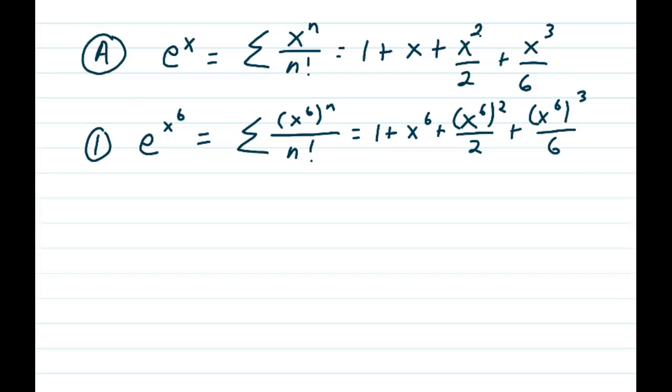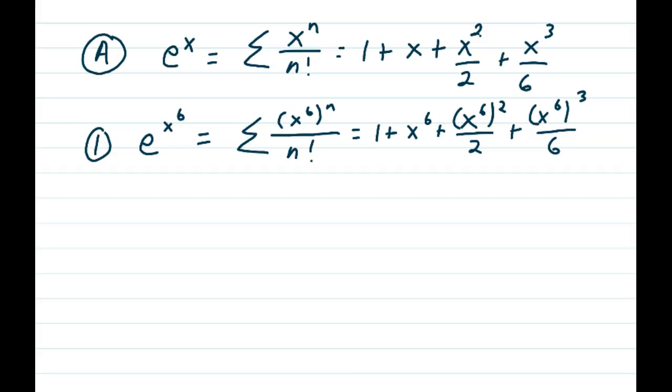Problem A. e to the x is equal to the sum of x to the n over n factorial, which is equal to 1 plus x plus x squared over 2 plus x cubed over 6. To create e raised to the x to the sixth, all we need to do is erase the x and replace it with x to the sixth.